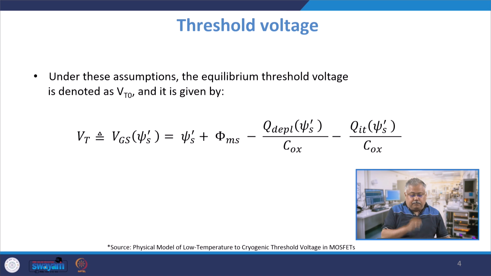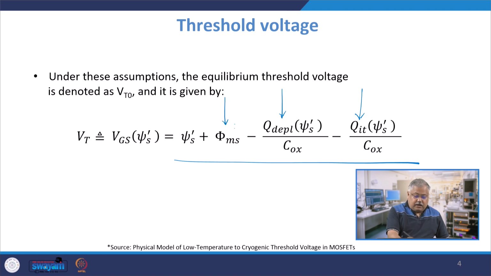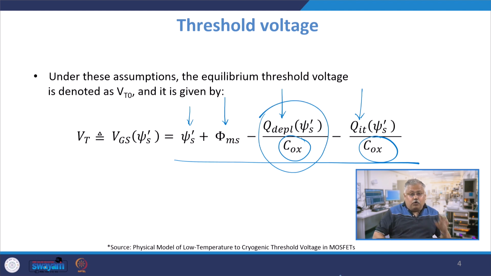So, under these conditions the final expression of threshold voltage is given by this quantity here, where QIT is basically my interface trap charge density which also depends upon the value of the surface potential. I have a depletion charge density which also depends upon the surface potential. This is my metal semiconductor work function difference and this is my surface potential and this Cox is the oxide capacitance per unit area. So, Q by Cox is primarily the voltage which the external voltage source has to apply in order to deplete the channel and QIT upon Cox is basically the voltage from the external world required because interface trap charges have to be there.